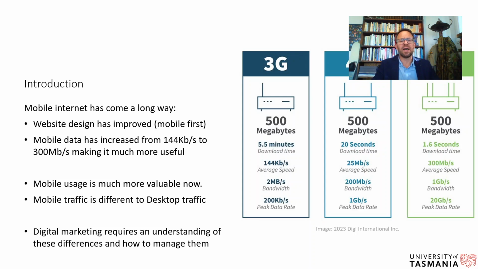But also mobile data has increased. It used to be in 3G that the average speed was 144 kilobits per second, which is very slow. And now it's about 300 megabits per second. To give you an example, I've got this graphic here. 500 megabytes, which isn't that much, when 3G first came out, would have taken over 5 minutes to download a single thing, right? Whereas today in 5G, it takes 1.6 seconds.